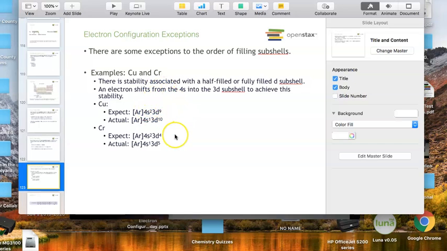So why is that? Well, copper is going to prefer a full d subshell over a full s subshell. Since we only have 9 electrons in the d, we're going to completely fill the d subshell and just take 1 from the s.